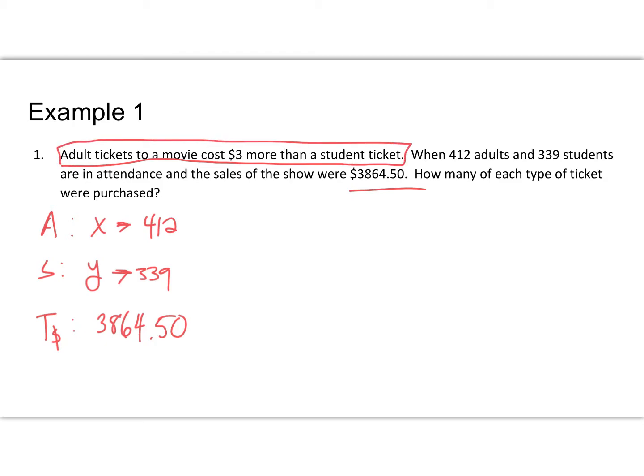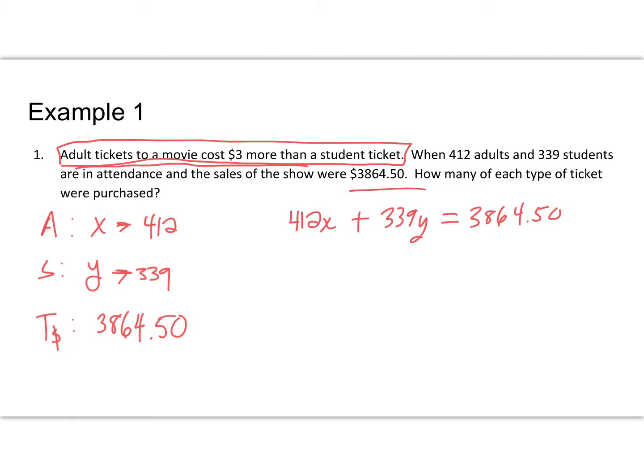Okay. So to start, our first equation is all going to be about money quantity, right? So we know that there are 412 adults, and then there are 339 students, and that's going to equal $3,864.50. Okay, the second one is going to be all about our money in terms of the cost.